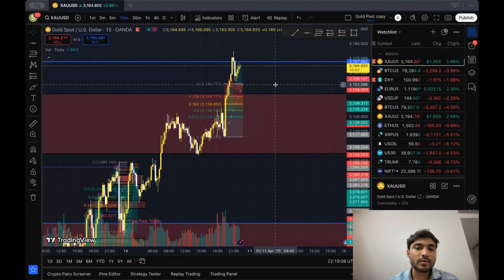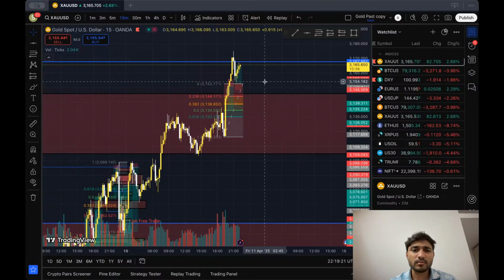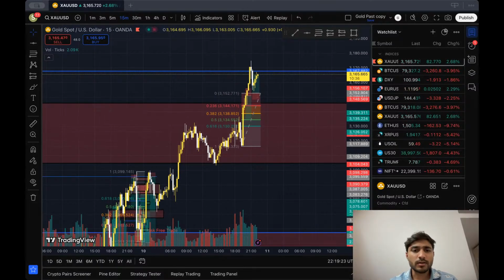I took scalps mostly. If you see my Telegram channel, you'll see what scalp I took. I took it with a 0.1 lot quantity. I made 100 pips in just like 10 to 15 minutes, I think, around that. So yes, that's what my trade was.